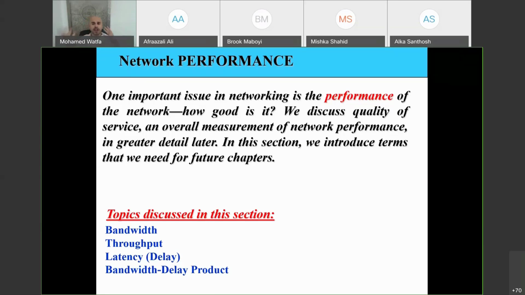Okay, so what are the 4 common networking performance measures? We have the bandwidth, the throughput, the latency, and the bandwidth delay product. Okay, very easy. Again, they're all related. Let's start with bandwidth.